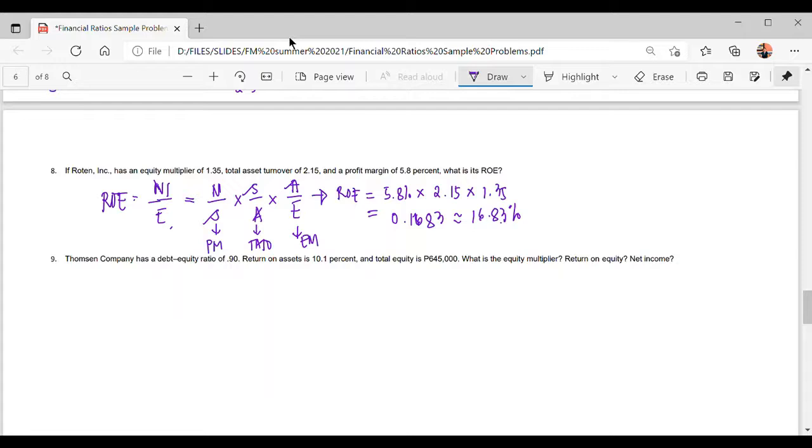But actually, you can also use the percentage directly. Do the decimal first, 2.15 times 1.35 times 5.8, and press the percentage sign on the calculator. So, you will get 16.1683. Again, do not put the percentage right away. If you just take 16.1683 then percentage, that's wrong. That's a different answer. You multiply it first by 100 to get the percentage, 16.83%.